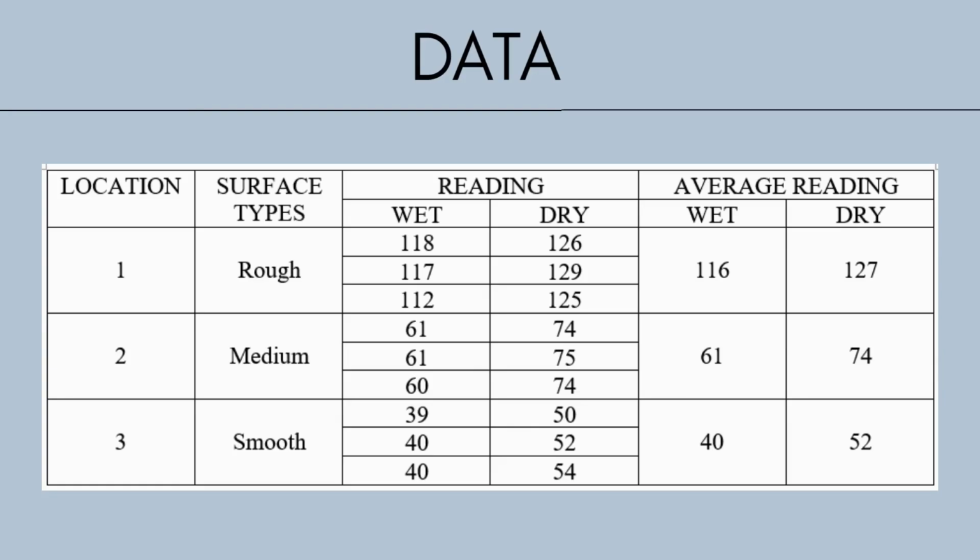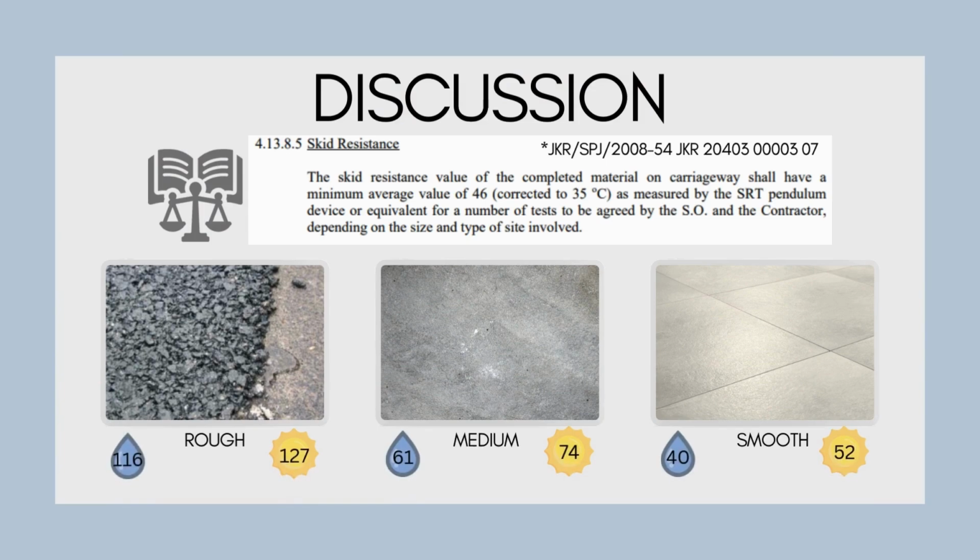Based on the results, location 1 with a rough surface recorded the highest skid resistance, with an average value of 116 under wet conditions and 127 under dry conditions. Location 2 with a medium surface showed moderate skid resistance values of 61 wet and 74 dry. Meanwhile, location 3 with a smooth surface recorded the lowest skid resistance, with 40 wet and 52 dry.